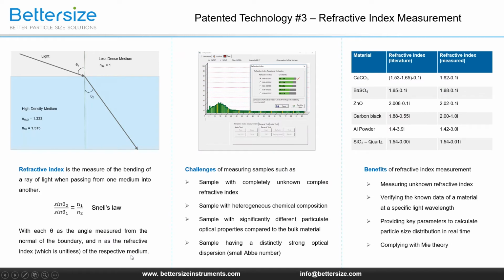The last patented technology I would like to talk about is refractive index measurement technology. Refractive index is the measure of the bending of a ray of light when passing from one medium into another. It is essentially a material constant. For the mathematical fit for particle size analysis, according to theory, the refractive index of the sample must be considered. So it is a huge challenge to measure samples without known refractive index. To solve these problems, a tool to determine these sample parameters was developed by Bettersize. It can measure refractive index and verify the known data of a material at a specific light wavelength. Most importantly, it provides optical parameters which are essential in particle size analysis.